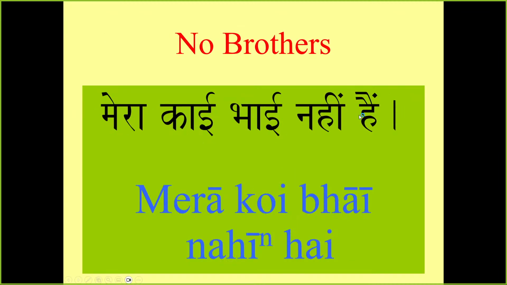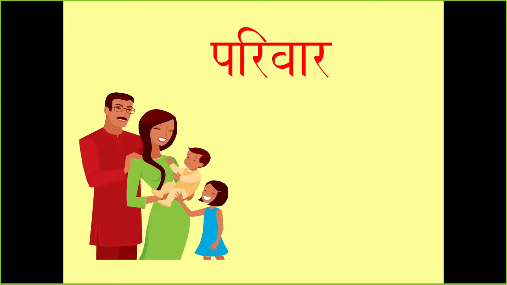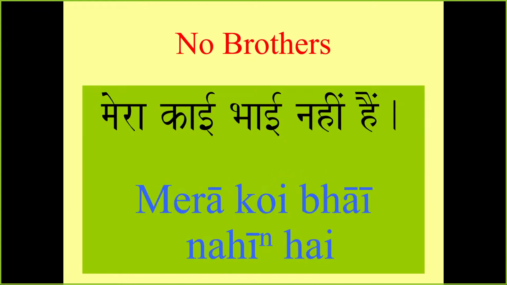Hold on. So Kavina, say मेरा कोई भाई नहीं है. Okay, so Dhruv, if you don't have sisters, how would you say that? Now, mera will have to become meri because you're talking about sisters who are girls. So you will say meri koi. Repeat with me. बहन नहीं है.